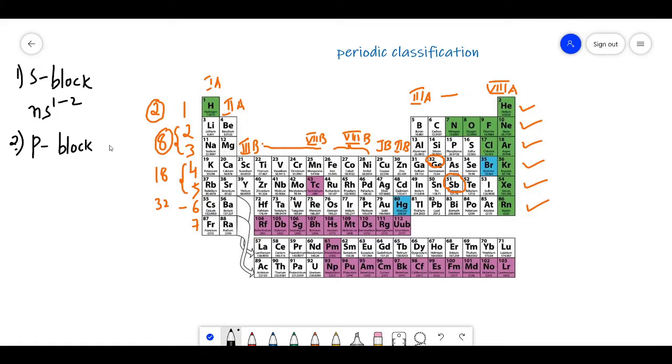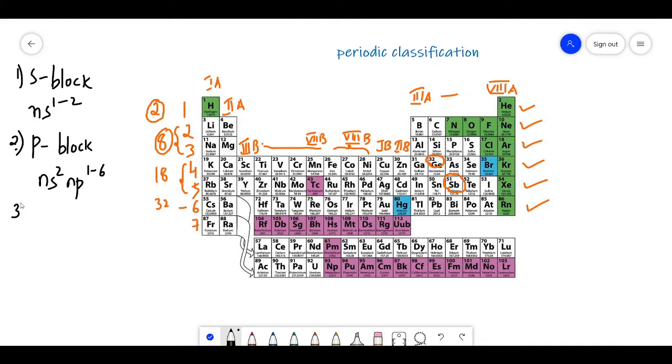All these six A group elements from 3A to 8A come under the P block. And in this P block, the general electronic configuration is ns2 np1-6. In the S block, they contain metals, whereas the P block contains metals, non-metals, and metalloids.